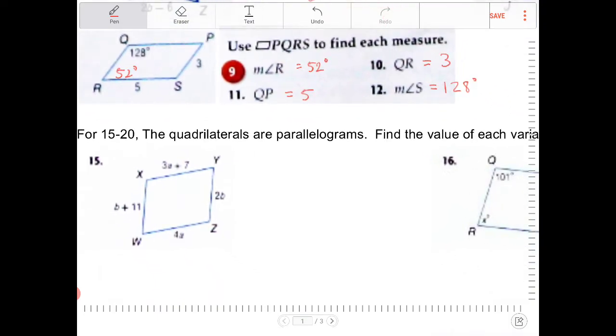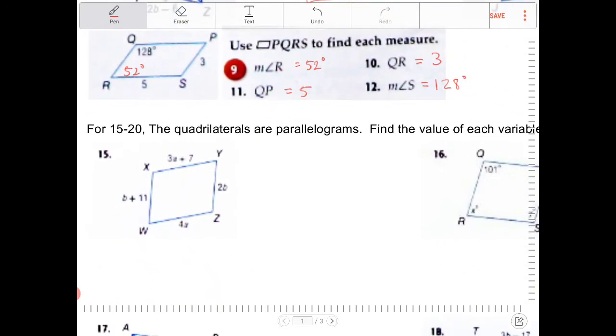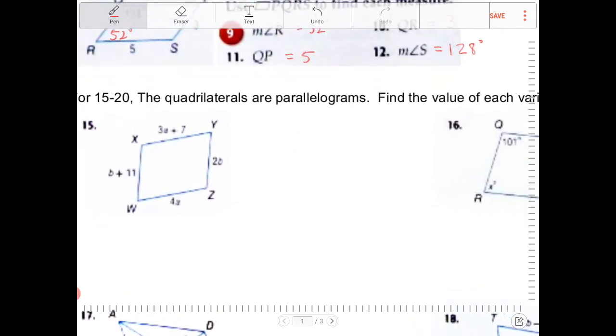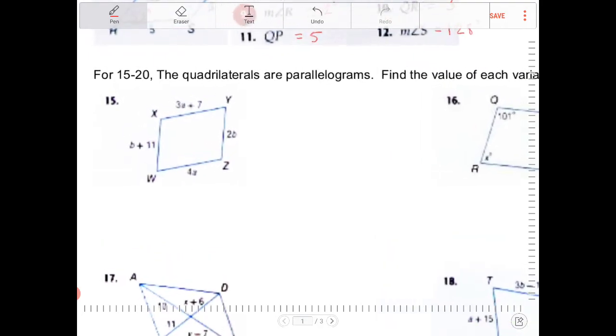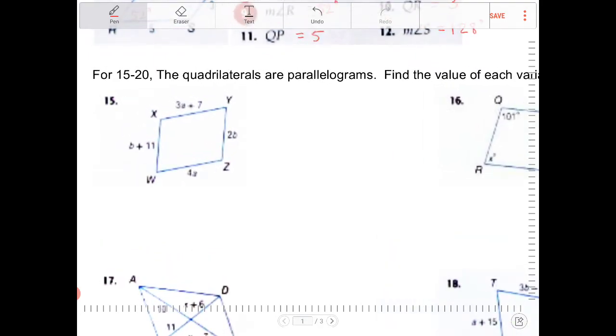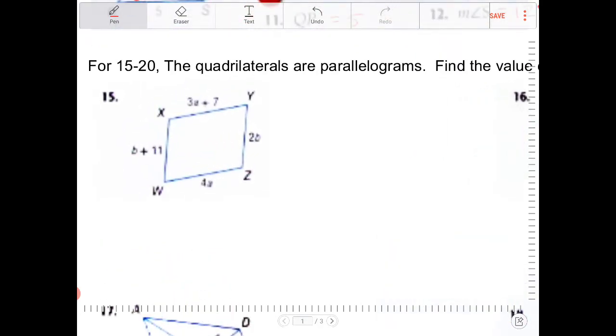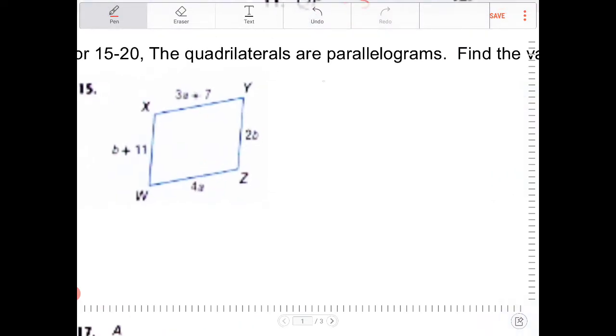For questions 15 to 20, the quadrilaterals are parallelograms. Find the values of each variable. So it's very, very similar to the first 4 that we did. So let's take a look. Here you're asked to apply the property that opposite sides are congruent. So therefore we say 3a plus 7 is equal to 4a. And I apologize for the blurry text there. I got this off of an image. At the time when I made this, the camera I was using was not that great.